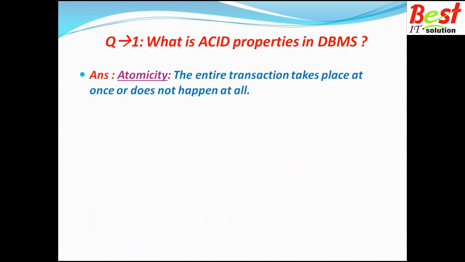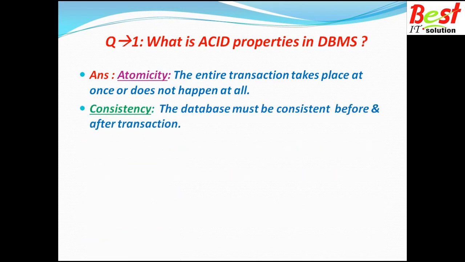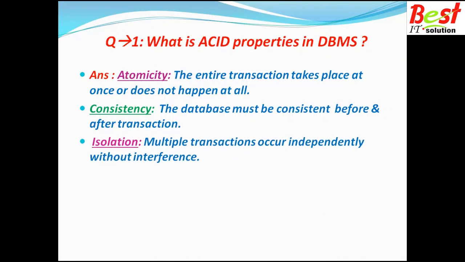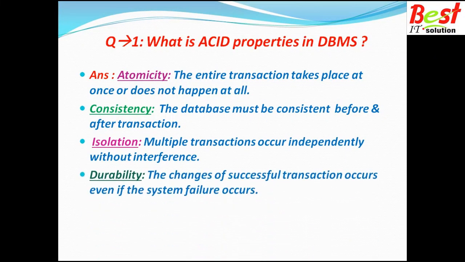Okay, so what are the ACID properties that are available in database management systems? ACID means A for atomicity, C for consistency, I for isolation, and D for durability. Atomicity means the entire transaction takes place at once or does not happen at all. The whole transaction will take place at once, or otherwise it will not happen at all.